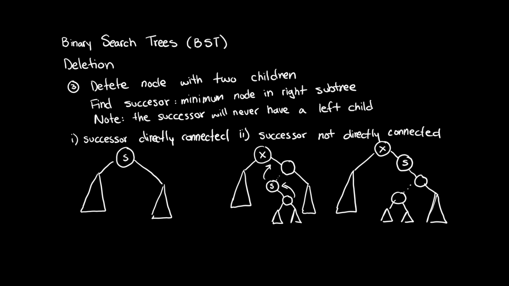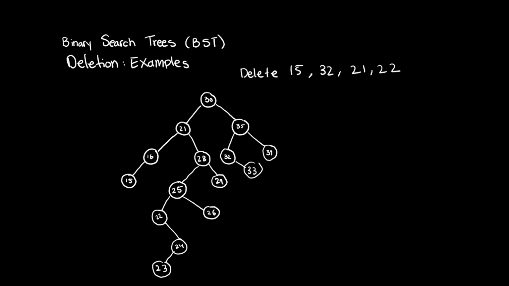Since y has the minimum value in x's right subtree, all nodes in x's right subtree have values greater than y, so we can make x's right subtree y's right subtree and delete x. This way, the node is deleted effectively and the BST property holds after the deletion. Let's illustrate this method with some examples and delete some nodes from this tree.